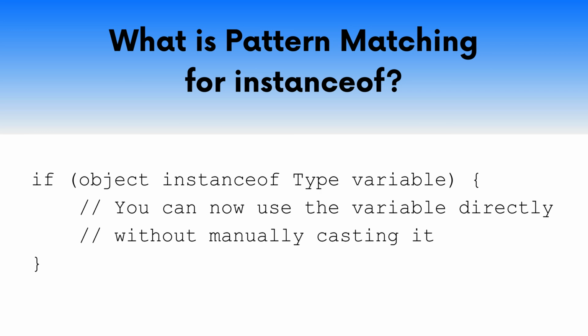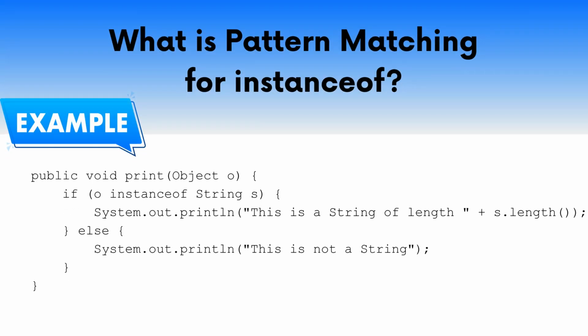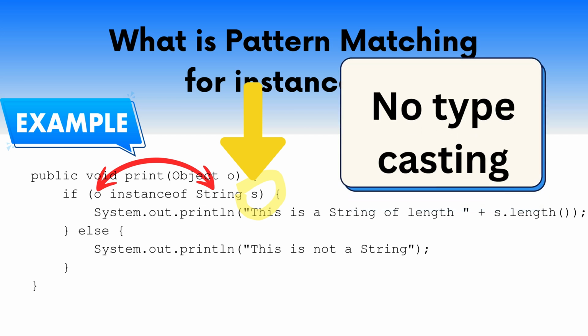It allows you to not only check if an object is of a certain type, but also declare a variable for it, all in one line of code. Here is a quick example. In this code, we are checking if o is a String. If it is, we immediately assign it to the variable s. Notice how we don't have to do any casting. This makes your code more concise and readable.